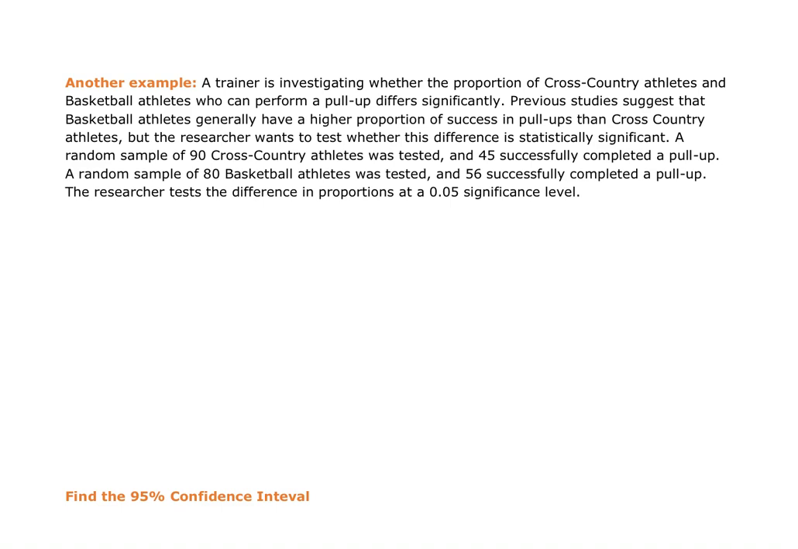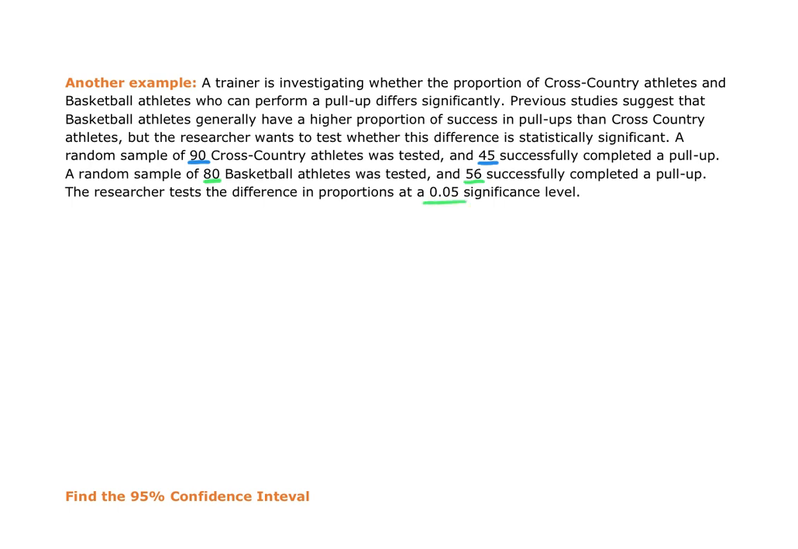Let's do another example. A trainer is investigating whether the proportion of cross-country athletes and basketball athletes who can perform a pull-up differs significantly. Previous studies suggest that basketball athletes generally have a higher proportion of success in pull-ups than cross-country athletes, but a researcher wants to test whether this difference is statistically significant. A random sample of 90 cross-country athletes was tested, and 45 successfully completed a pull-up. A random sample of 80 basketball athletes was tested, and 56 successfully completed a pull-up. The researcher tests the difference in proportions at alpha equals 0.05.